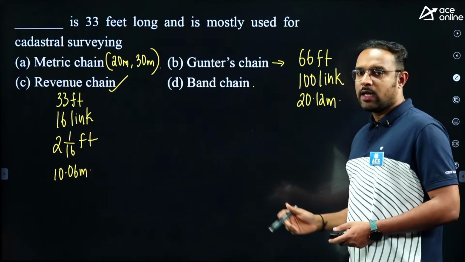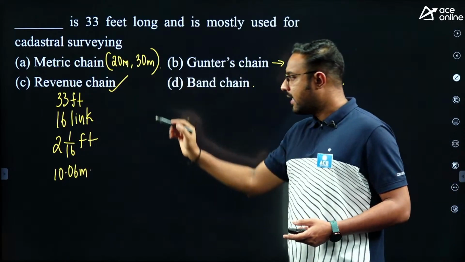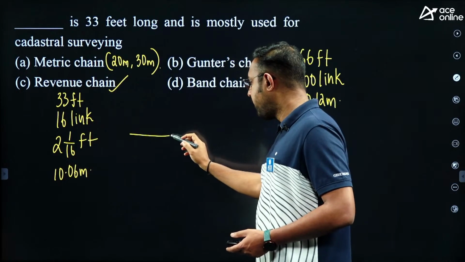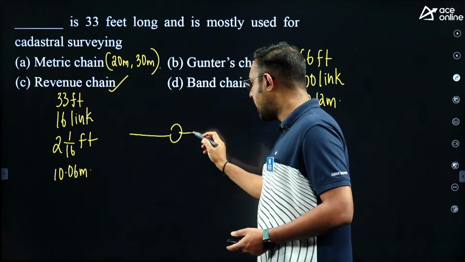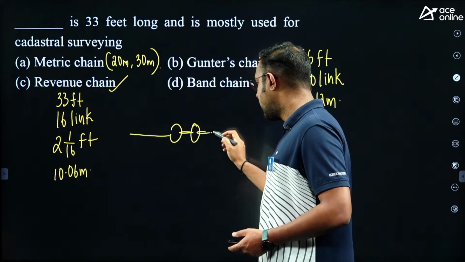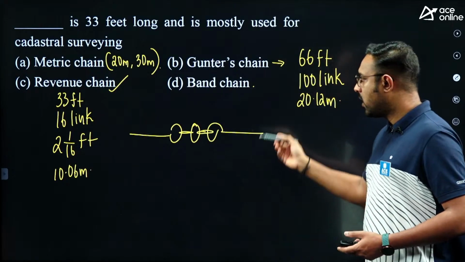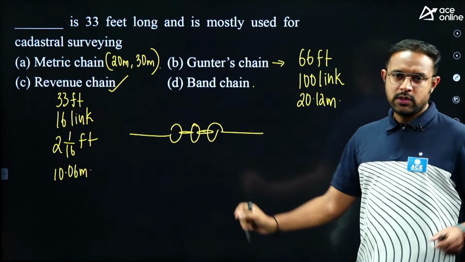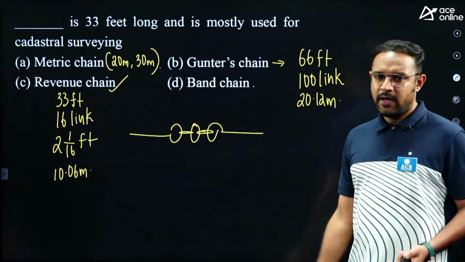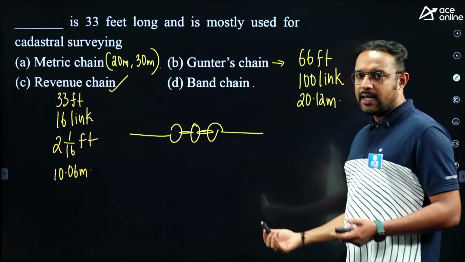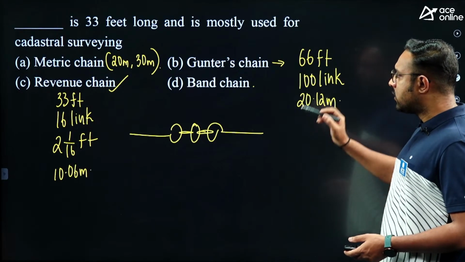Steel band chains are not linked chains. These three are linked chains. Why do we call it a linked chain? Because of that 3-ring arrangement you can see here. So that is a linked chain. But a steel band chain is a continuous strip of steel. It comes in different lengths, generally in meters. So these are the different chains.